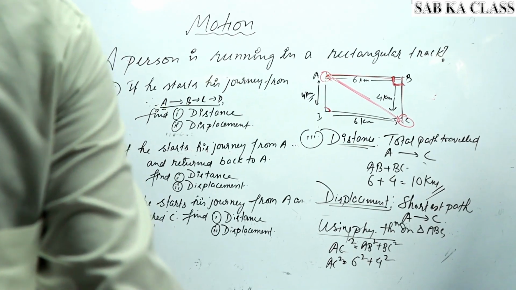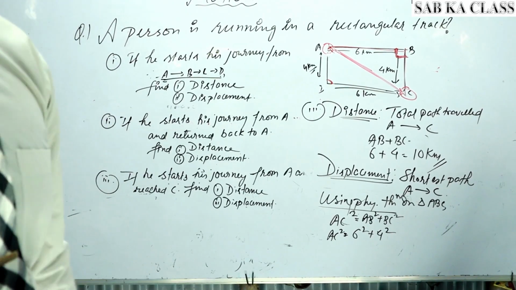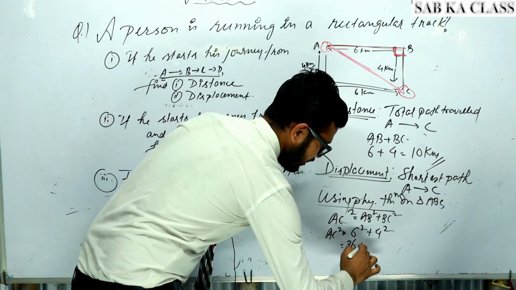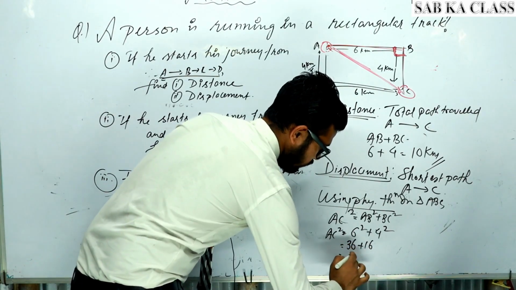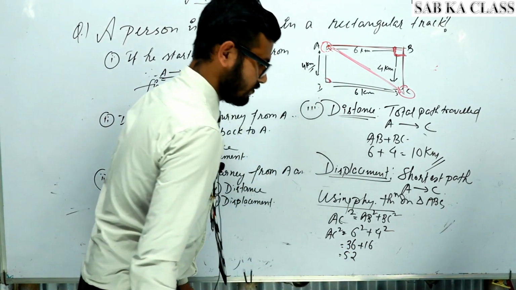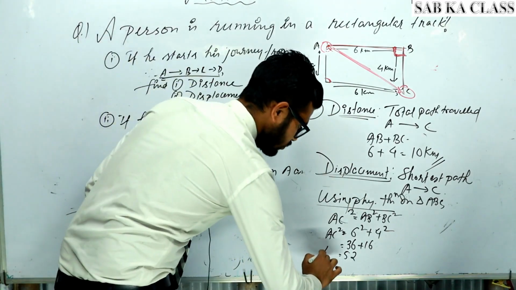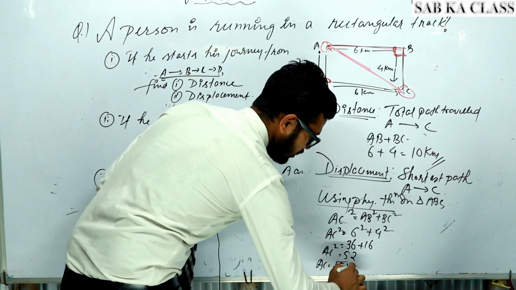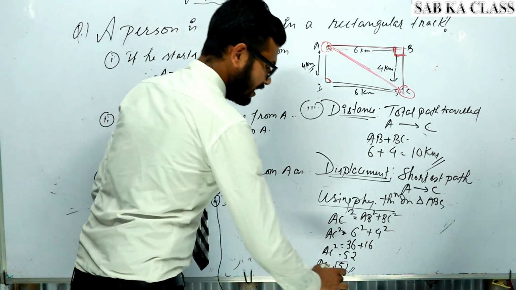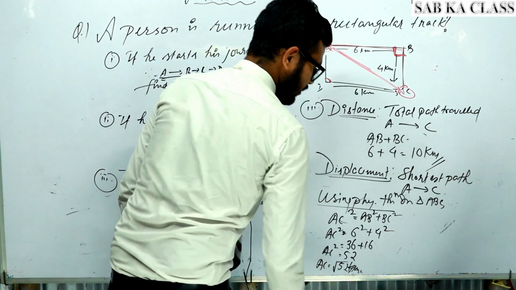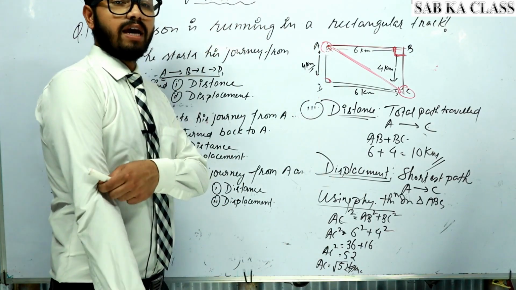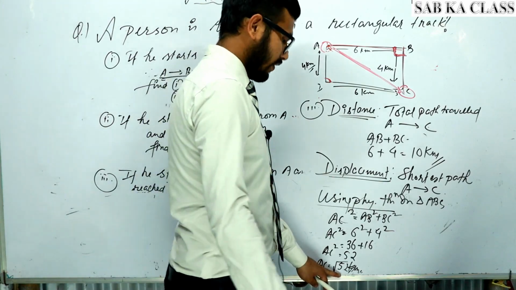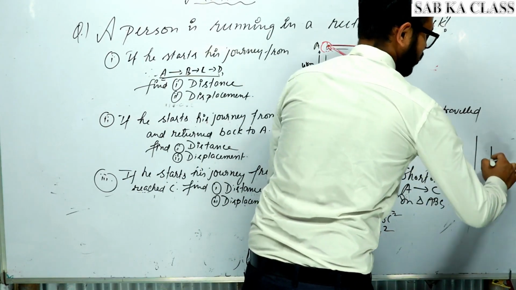Okay, wait. So my dear, 6 square means 36, and here is 16. Let us add: 52. Is it clear? So AC square equals 52. That means AC equals root 52 kilometer. Root 52 kilometer is your total displacement in this case. If you want to rationalize, let us find the factorization of 52.